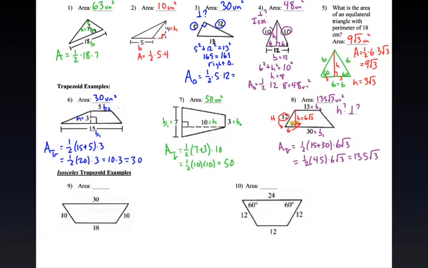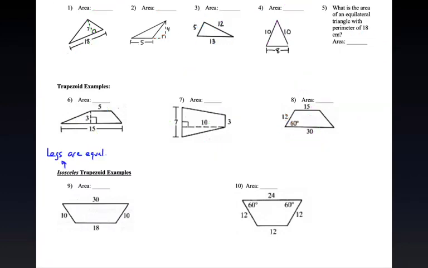And finally, the isosceles trapezoids. So the difference between an isosceles trapezoid and these guys up here is that the legs are equal. That's where the isosceles part comes from. 12 and 12, 10 and 10. And when you have an isosceles trapezoid, you will do this every time. You will create two right triangles and a rectangle like this.